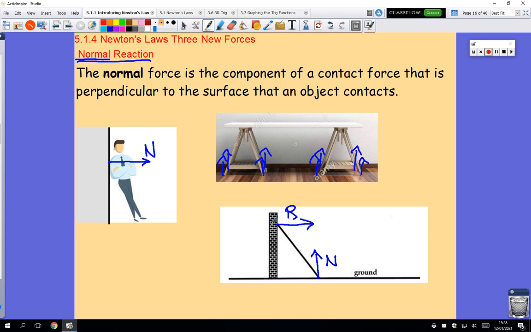Newton's third law: for every action there's an equal and opposite reaction. The ladder is pushing down against the ground, so the ground is pushing back against the ladder. So there's 2 reaction forces there with the ground.